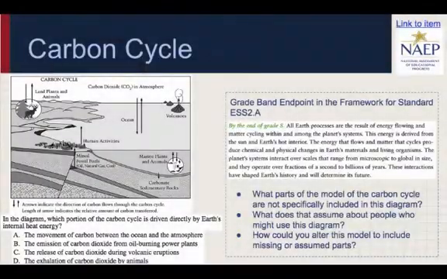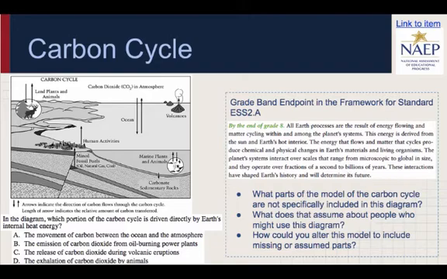In the diagram, which portion of the carbon cycle is driven directly by Earth's internal heat energy? A, the movement of carbon between the ocean and the atmosphere. B, the emission of carbon dioxide from oil-burning power plants. C, the release of carbon dioxide during volcanic eruptions. Or D, the exhalation of carbon dioxide by animals.